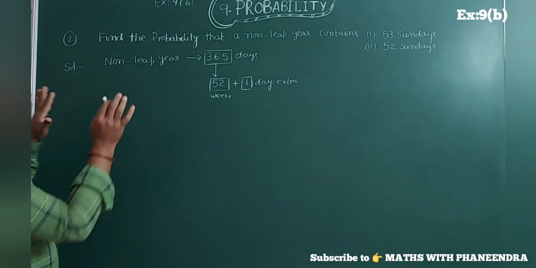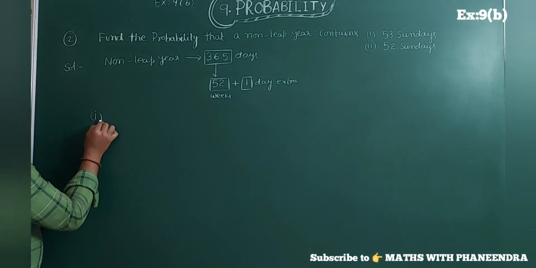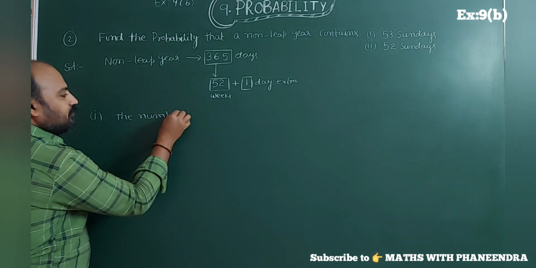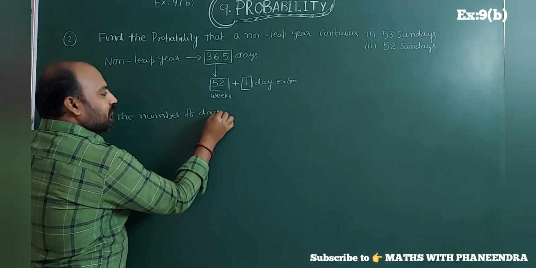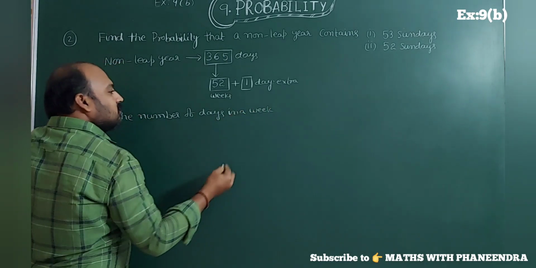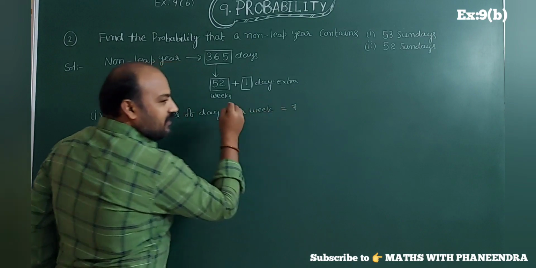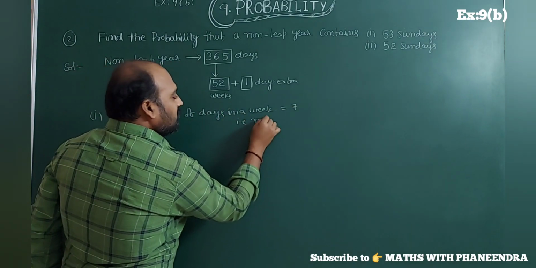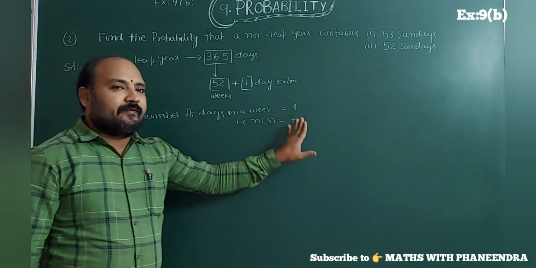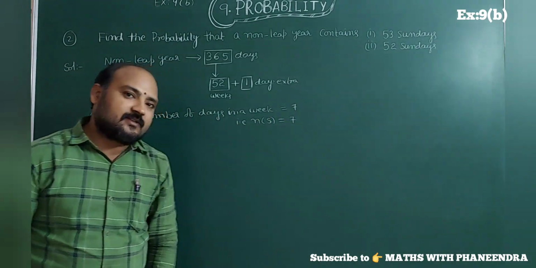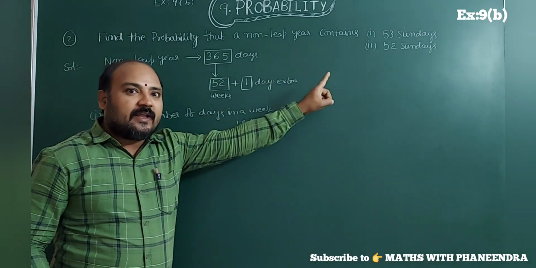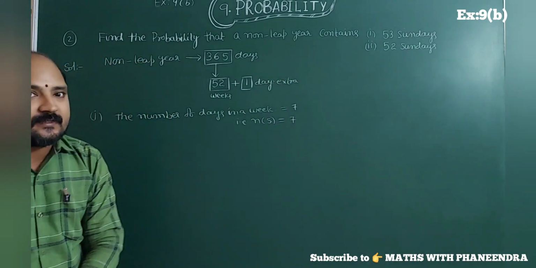Before that, you write the number of days in a week. So it is equal to 7. So the total number of days in this, that is n of S, is equal to 7. In the week, we have 7 possibilities. They are asking to find the probability that it has 53 Sundays.